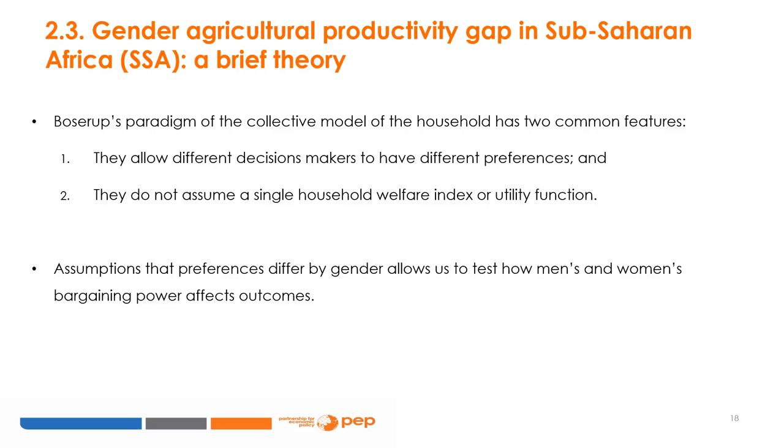Bossorup's paradigm of the collective model of the household has two common features. One, they allow different decision-makers to have different preferences, and two, they do not assume a single household welfare index or utility function. Assumptions that preferences differ by gender allow us to test how men's and women's bargaining power affects outcomes.